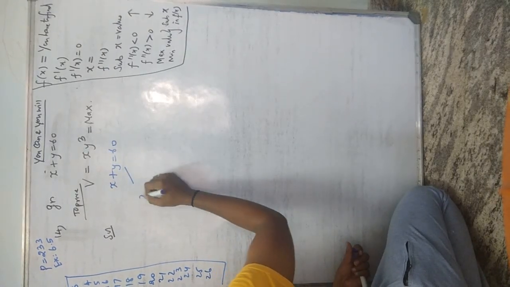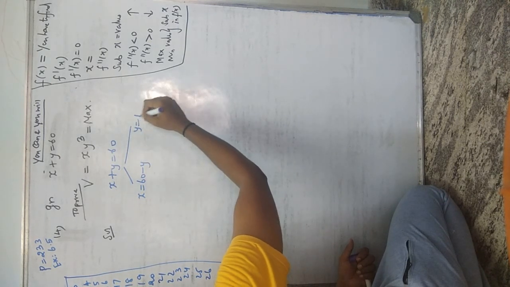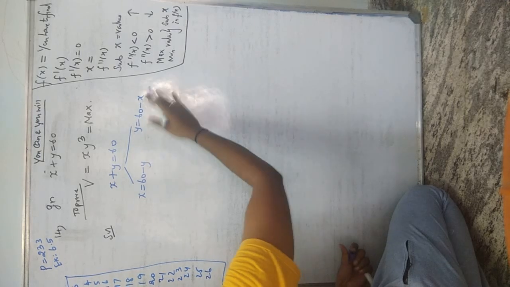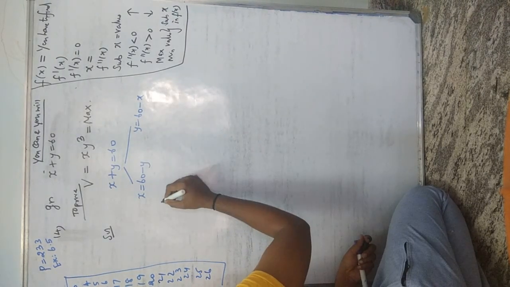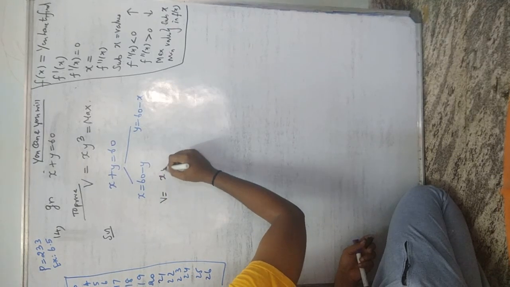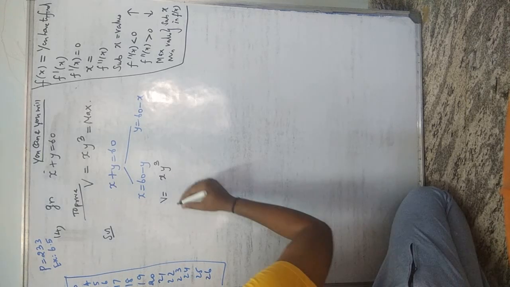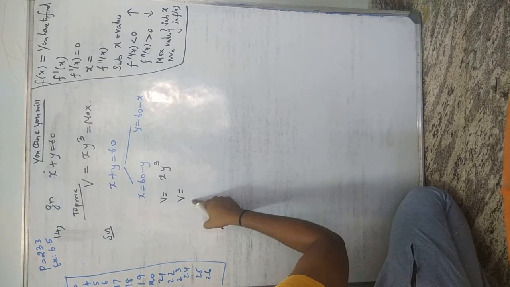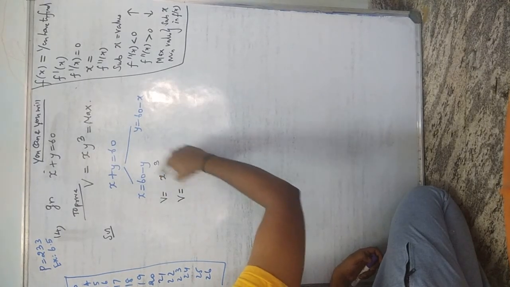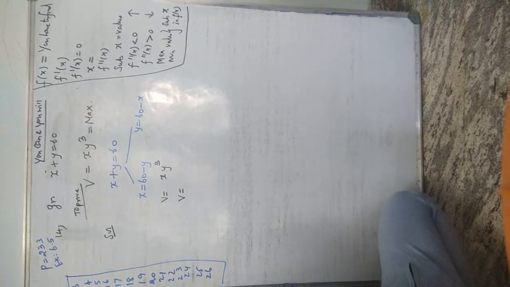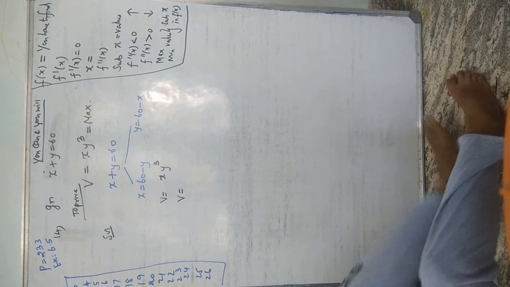60. Either x equals 60 minus y or y equals 60 minus x. It's your choice, I have said. Next, v equals... what are we heading towards now? f of x we have to find out. So v equals, v being the letter I have taken for x y cube. Substitute either for x or for y. It's your choice, but you should aim for fewer calculations.